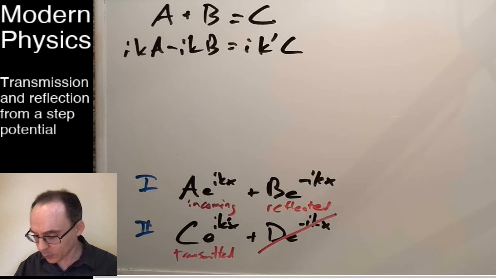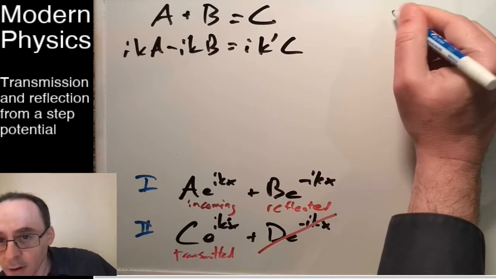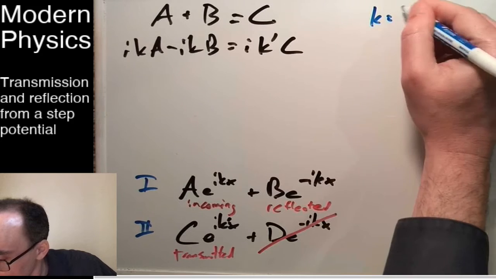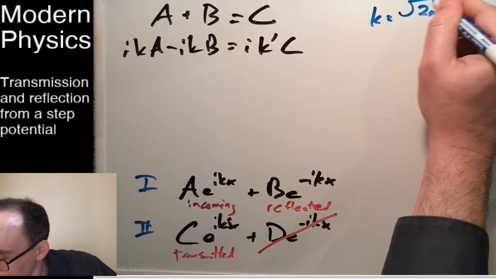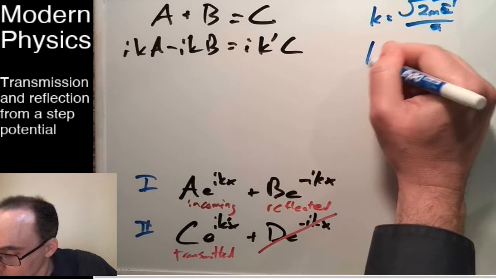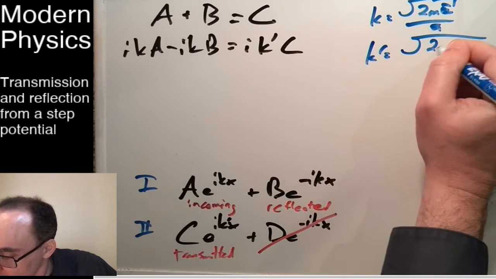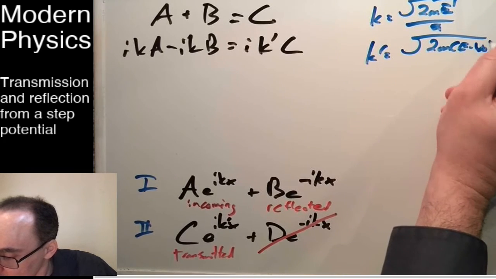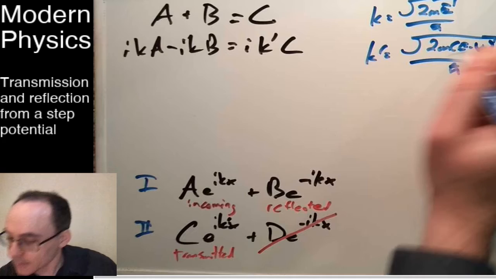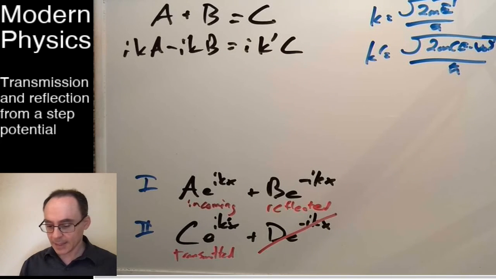And what were k and k prime? Those are, remember, k is going to be just square root 2mE over h bar, and k prime is similar, but it's E minus V naught over h bar. So that's k and k prime.